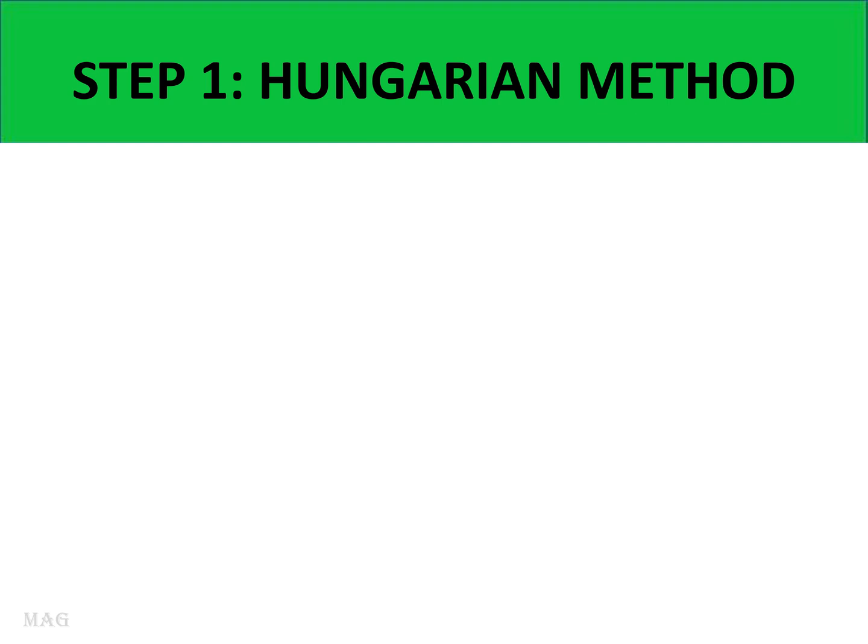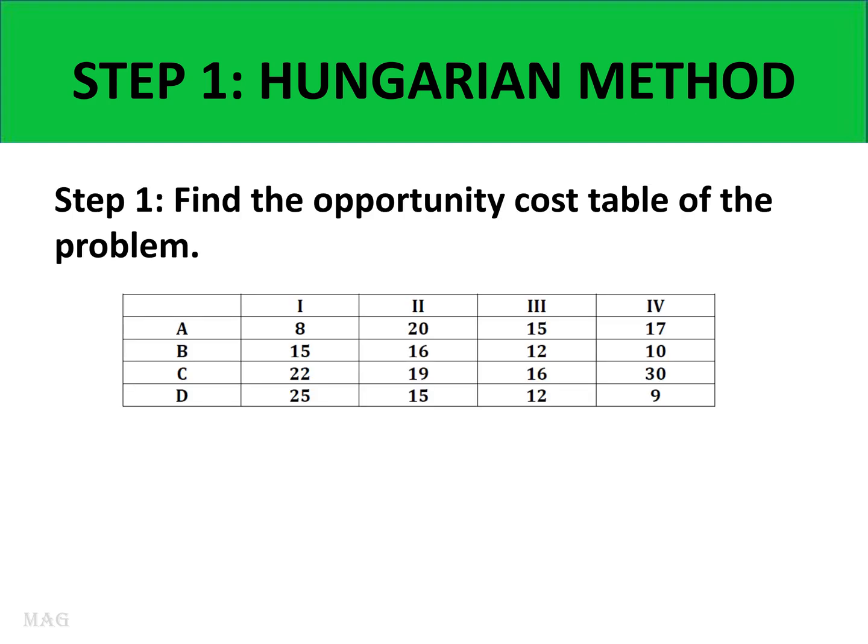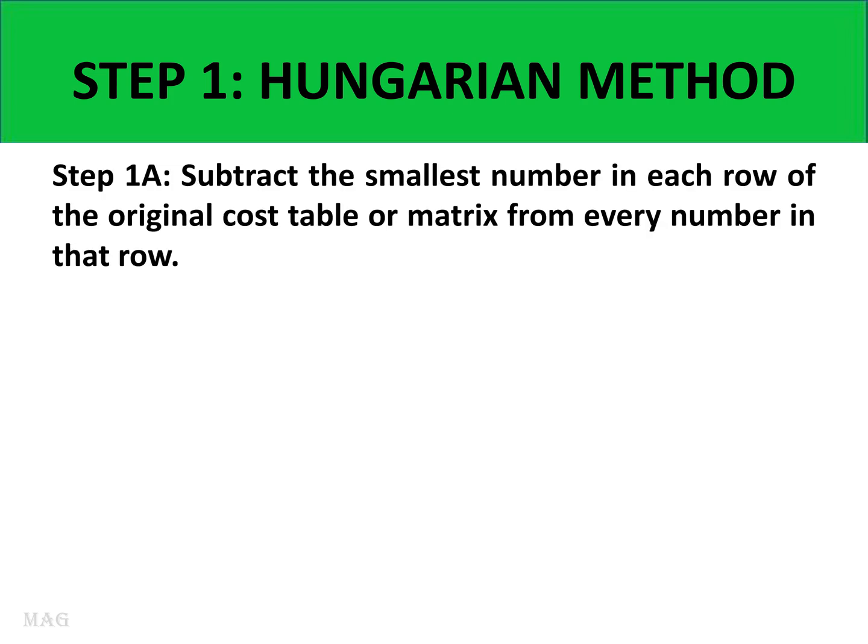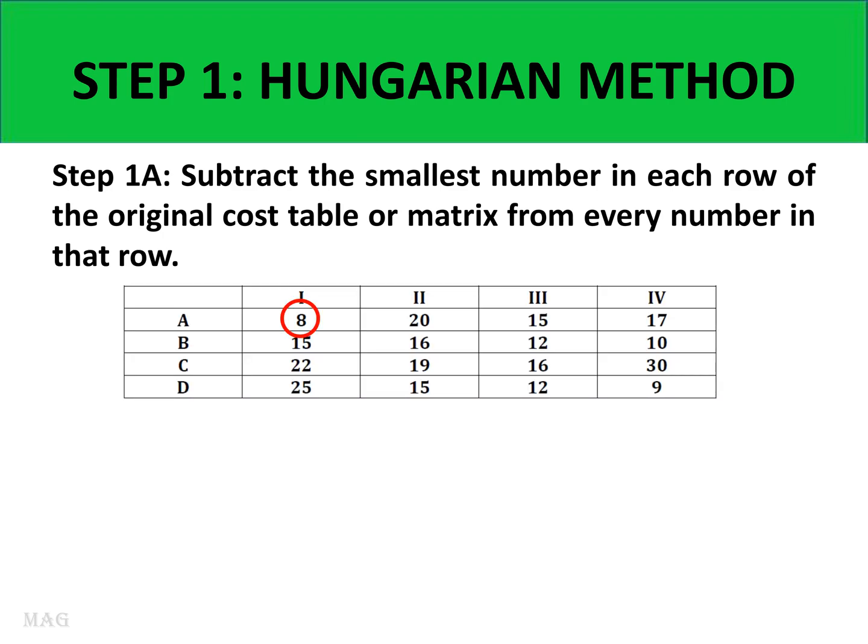To solve the assignment problem, we shall use the Hungarian method, and here are the steps. First, given the original table or matrix, let us find the opportunity cost table of the problem. We subtract the smallest number in each row of the original cost table or matrix from every number in that row. In the first row, the smallest number is 8. So we get 8 minus 8, 20 minus 8, 15 minus 8, and 17 minus 8.